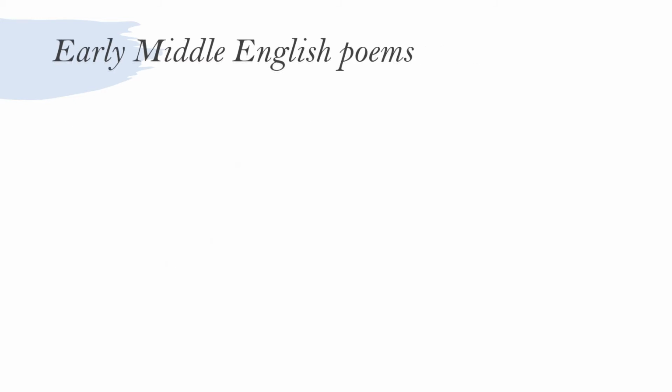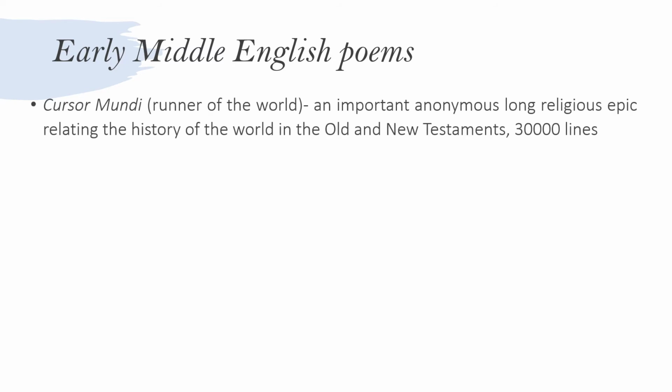Early Middle English poems. Let us see some of the early Middle English poems. First one, Cursor Mundi, meaning Runner of the World. It was an important, anonymous, long religious epic relating the history of the world in the Old and New Testaments, two versions of the Bible. The poem Cursor Mundi consists of 30,000 lines.